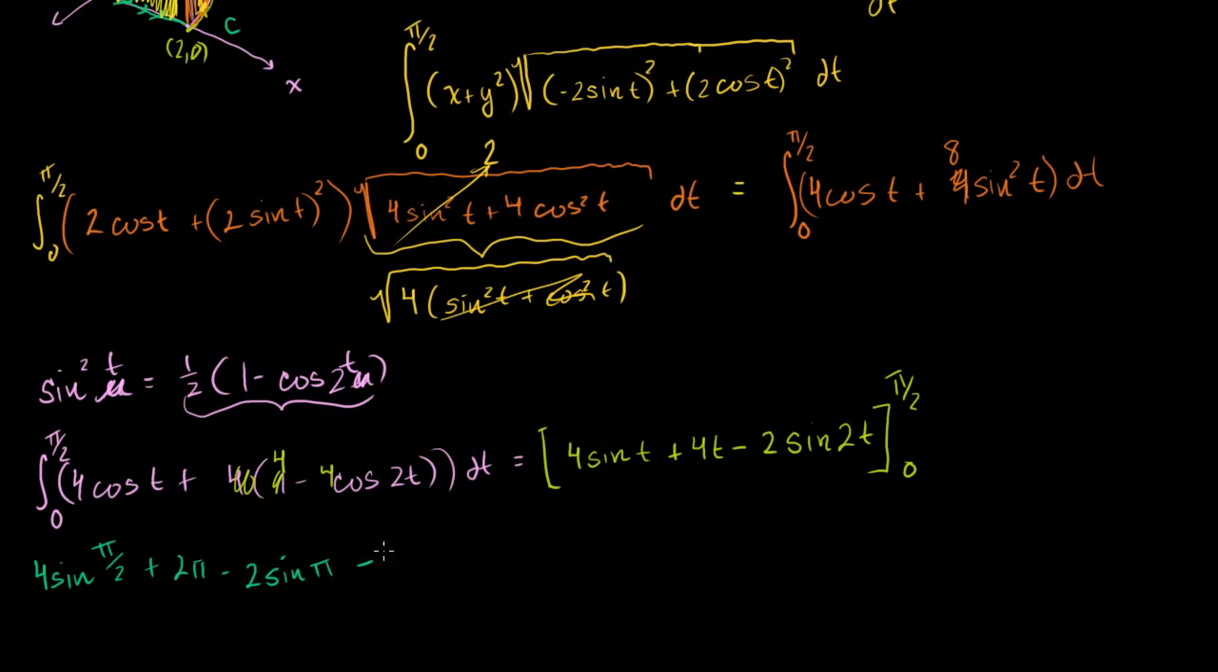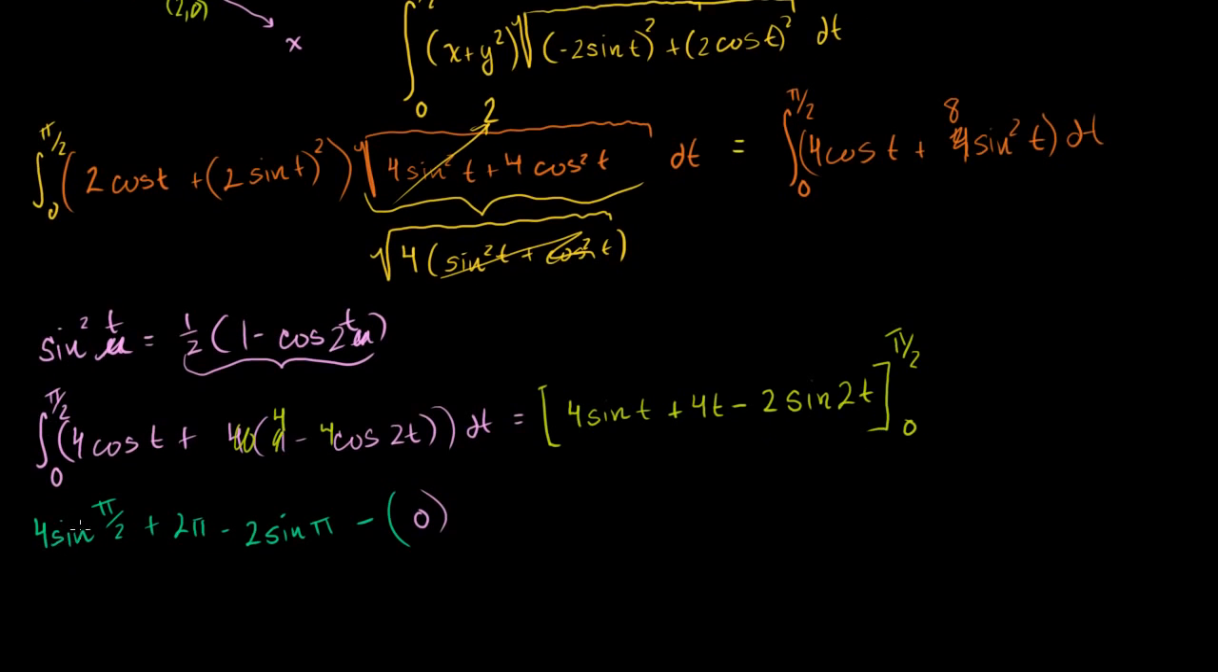And then all of this evaluated at 0. That's actually pretty straightforward because sine of 0 is 0. 4 times 0 is 0. And sine of 2 times 0 is also 0. So the zeros work out nicely. And then what do we have here? Sine of pi over 2. In my head, I think sine of 90 degrees, same thing. That is 1. And then sine of pi is 0. That's 180 degrees. So this whole thing cancels out. So we're left with 4 plus 2 pi.